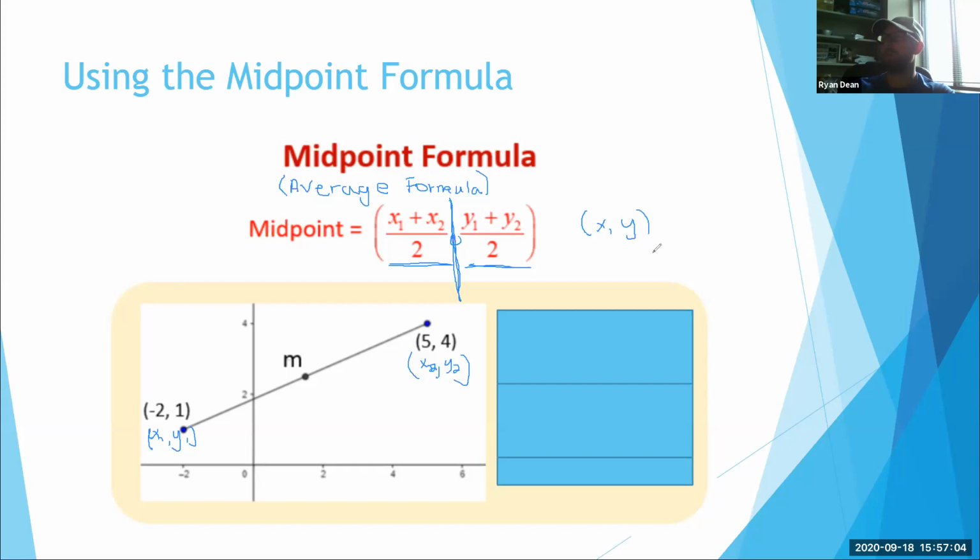So this is always how points are going to be listed, X comma Y. It's kind of like alphabetical order. X comes before Y. So when I do my midpoint formula, I'm going to take my X1, which is negative 2. I'm going to add it with my X2, which is positive 5. A negative 2 plus 5 divided by 2.